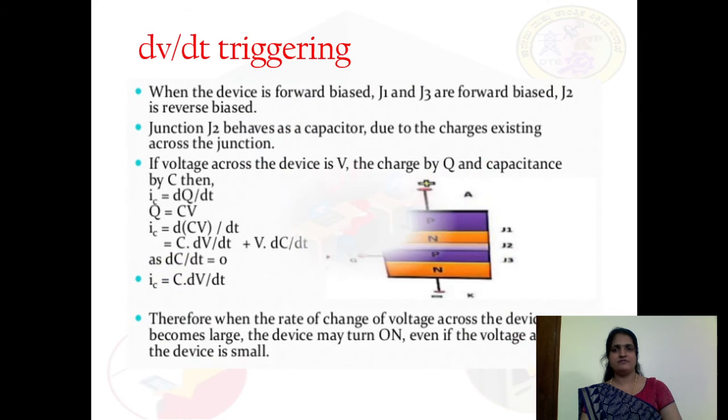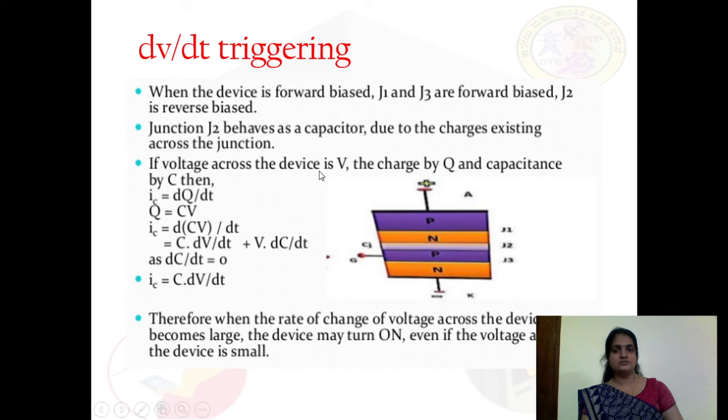The next kind of triggering is dV by dt triggering. Under this condition, the junctions J1 and J3 will be under forward bias and J2 will be in reverse bias. And J2 behaves as a capacitor due to the charges existing across the junction. You can observe this layer in the diagram. Across J2, it behaves as a capacitor.